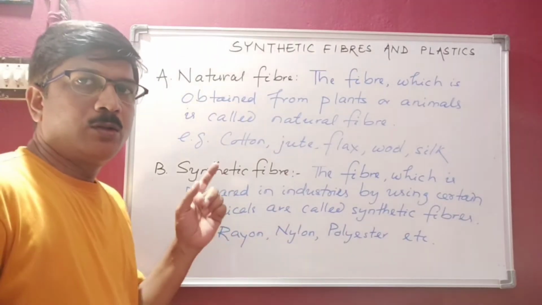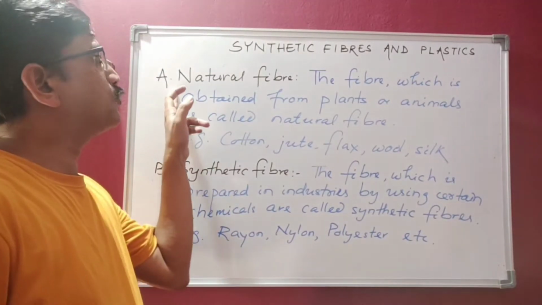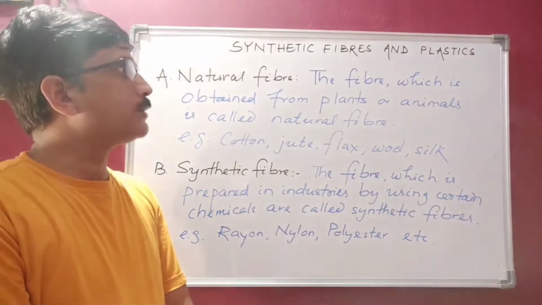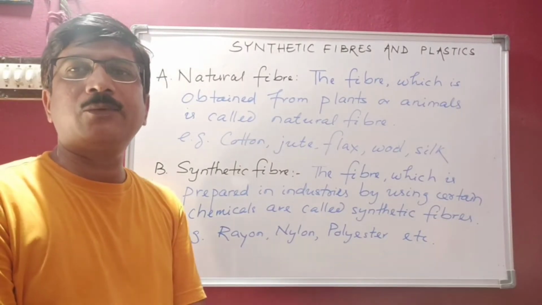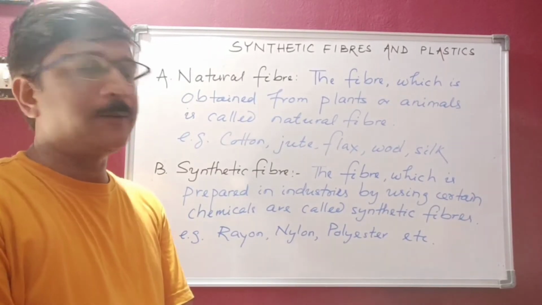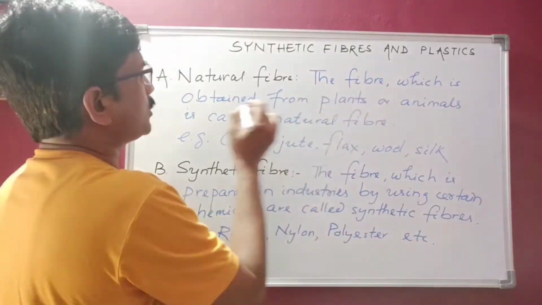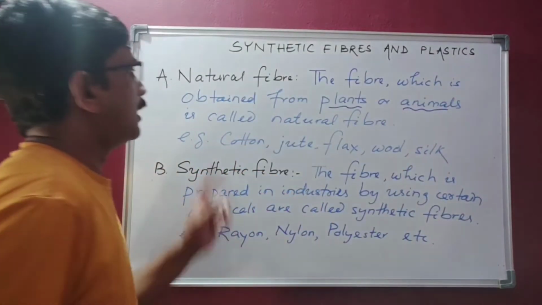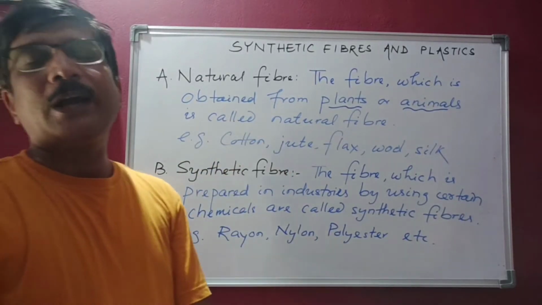Clear? So students, first we will discuss natural fiber. I have told you that it is the fiber which is obtained from nature. Nature means the things from which we get this fiber. The fiber which is obtained from plants and animals is called natural fiber.